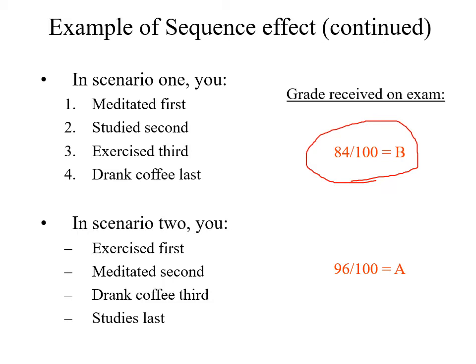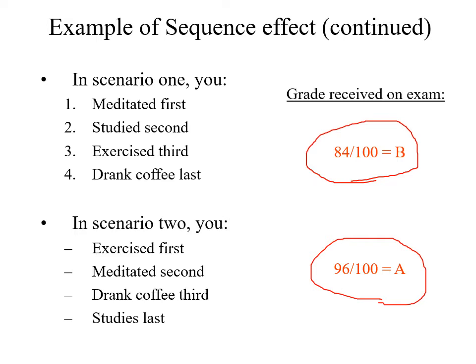Okay, now let's say in another scenario, if you were to do exactly the four rituals but in a different sequence, and if you took exactly the same exam, so let's say you exercise first and you meditate second and you drink a coffee third and then you study last, and then the exam that you got was actually a lot better. So this basically tells you that, well, I know the order is different, but the more important thing is that the sequence is different.